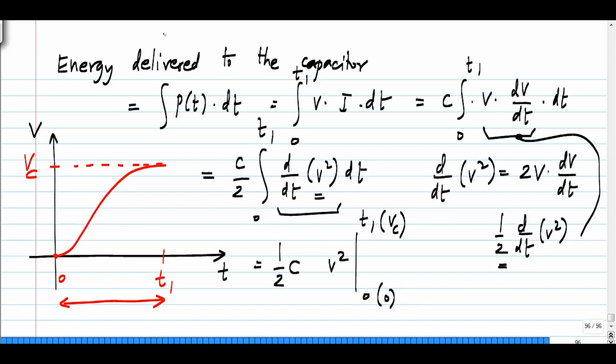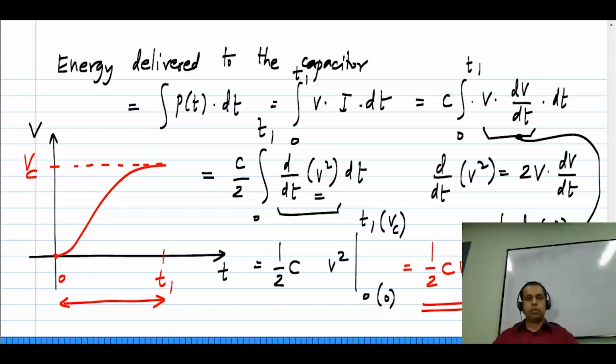And this gives us finally the expression for energy delivered to the capacitor over this interval, which is half C Vc squared. Okay, so if you have a capacitor starting from 0 volts and you change its voltage from 0 to a voltage Vc in some way, it doesn't matter what waveform is used, the total energy delivered to the capacitor is half C Vc squared.